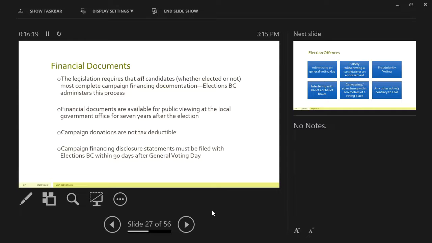And donations are not tax deductible. And campaign financing disclosure statements must be filed with Elections BC. We just repeated that, but just reiterating.